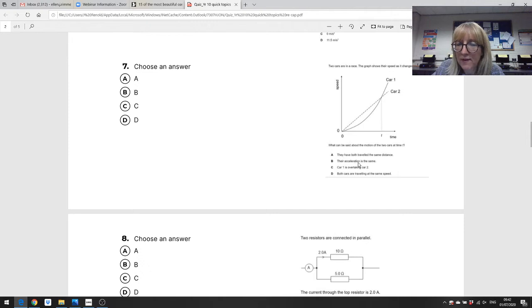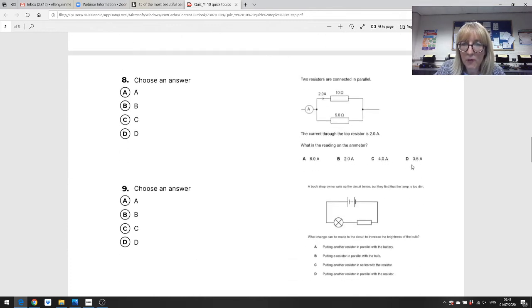Their acceleration is the same. Well, acceleration, as I've just said, is the gradient, and the gradient here is steeper than here. So car A would have a greater acceleration. And C, car 1 is overtaking car 2. No, not necessarily. And D, both cars are travelling at the same speed. Well, if you look at that point, they meet, so they must be travelling at the same speed. So 7 is D.